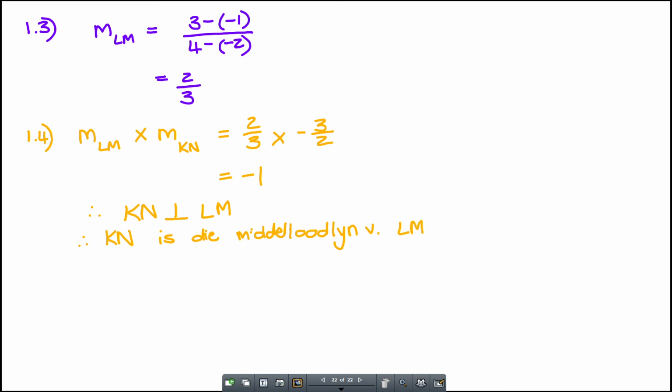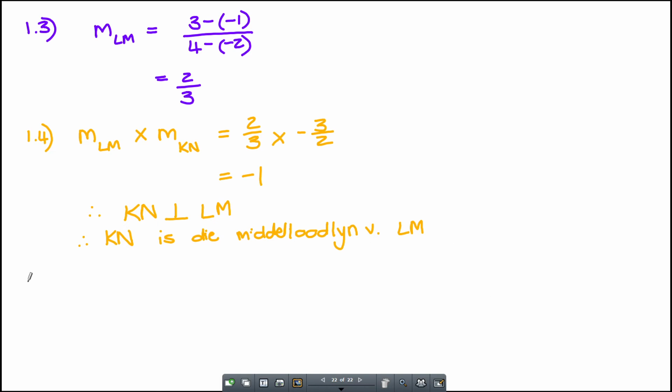Kyk, die vraag sê bewys dat Kn die middelloodlyn van LM is. As jy nou daar gewys het, hulle is loodreg, dan is dit fyn. Okay. Any other questions? Perpendicular bisector. So we know it bisects already, but we had to prove that they're also perpendicular. So that's what I'm doing over here. Okay. Enige ander vraag?